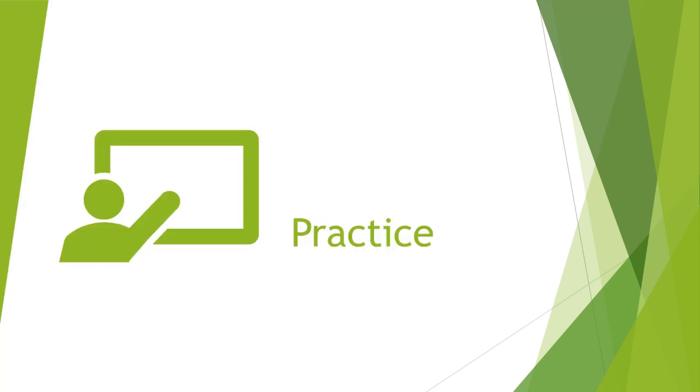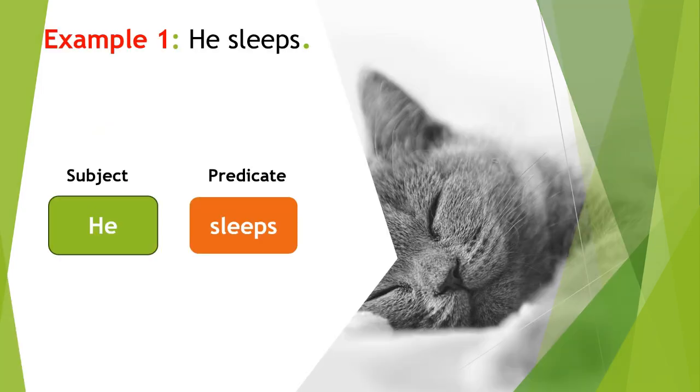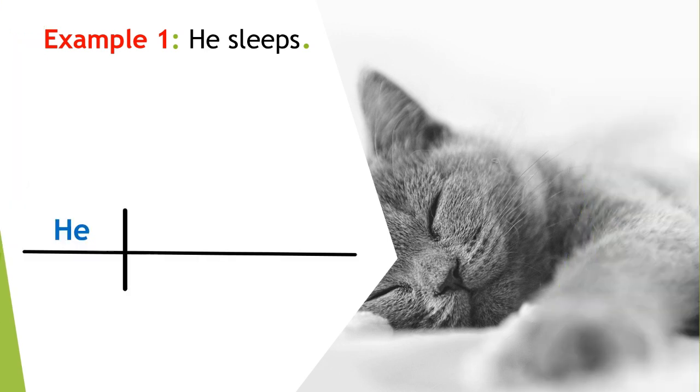Let's practice with some simple sentences. The first sentence is, "He sleeps." This is an easy one to diagram because it's composed of a simple subject and a simple predicate. On the left side of the vertical line, we place the subject, he. On the right side, we place the predicate, sleeps.